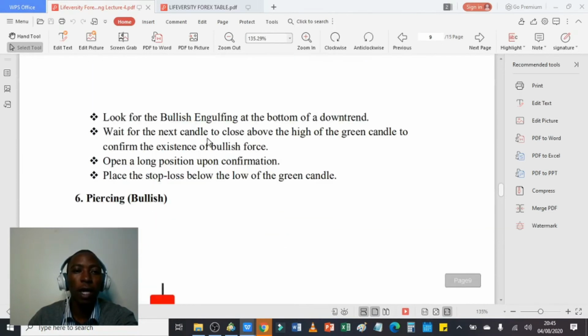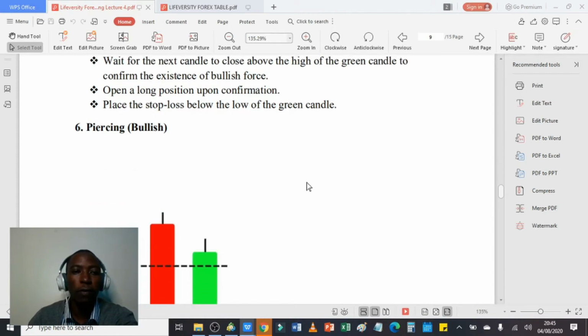How do we trade it? Look for the bullish engulfing at the bottom of a downtrend. Wait for the next candle to close above the high of the green candle to confirm the existence of a bullish force. Open a long position upon confirmation. Place the stop loss below the low of the green candle.